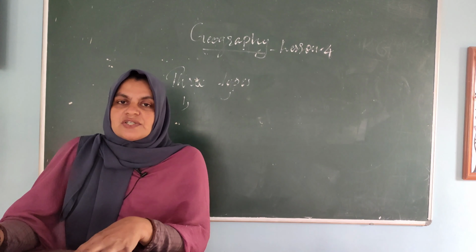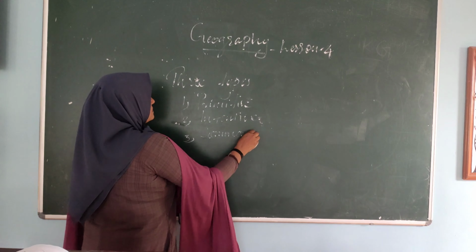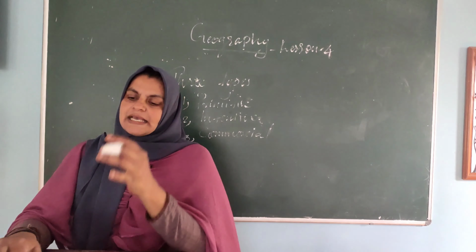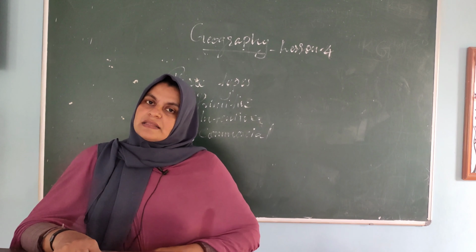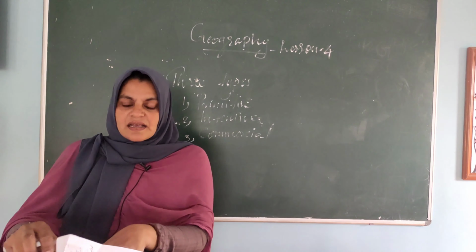Once again, primitive subsistence farming, intensive subsistence farming and commercial farming. Once again I will tell you, now we are discussing different types of farming. There are three types of farming. They are primitive subsistence farming, intensive subsistence farming and commercial farming. Okay, so we can discuss the first one, primitive subsistence farming.